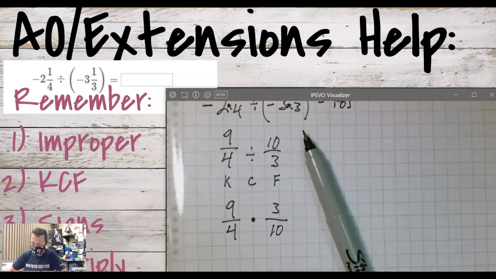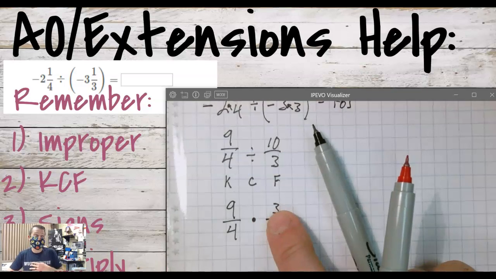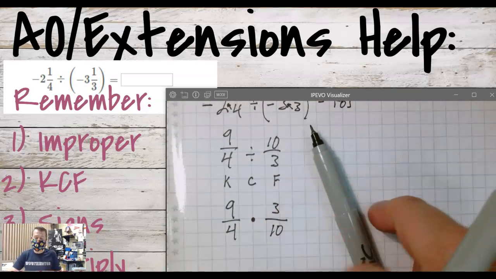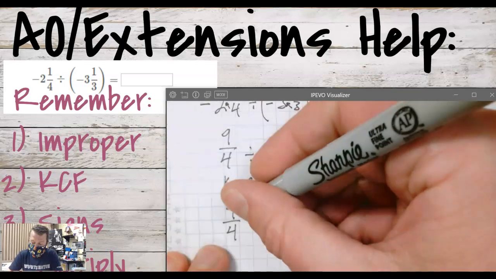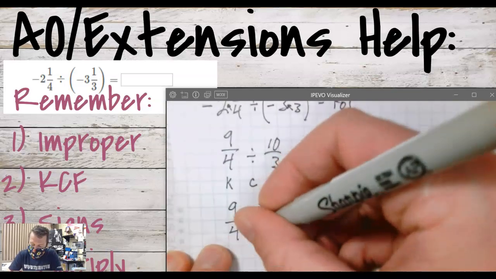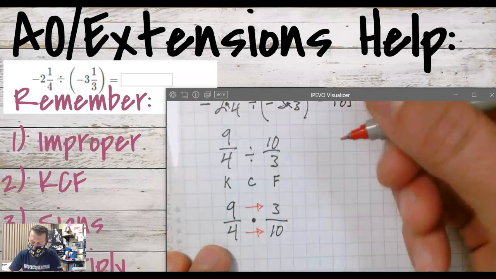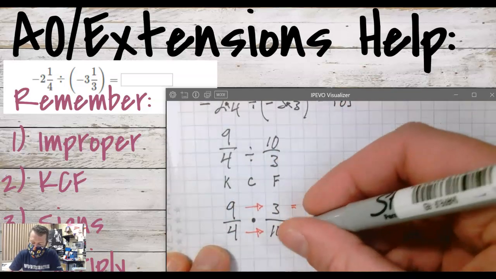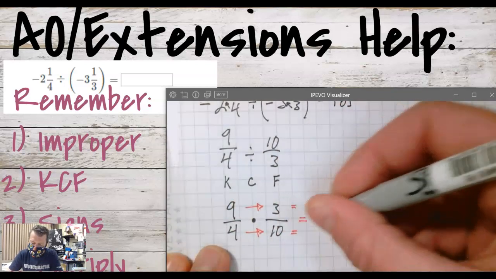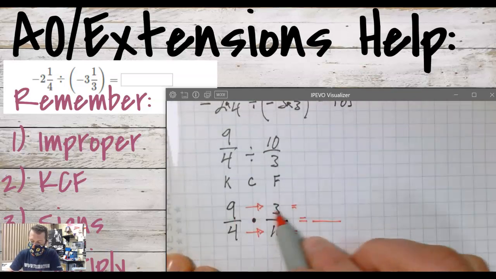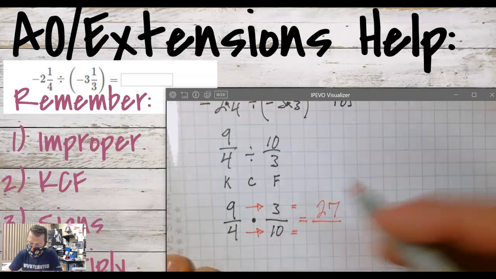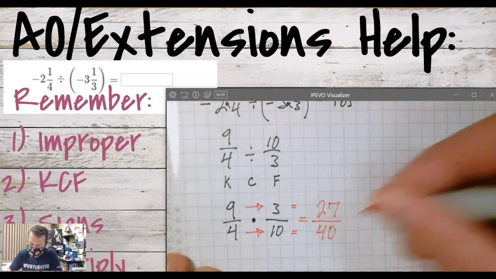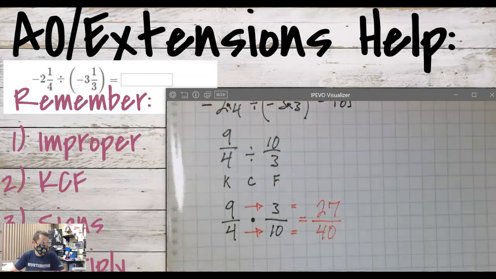So now, this, I think, is the easiest. Now, fractions just are not easy to begin with. But the easiest thing to do with fractions, in my opinion, is multiplication. Because now we just go straight across. And we can literally put an equals there and an equals there. So 9 times 3, 4 times 10. And now we ask ourselves, what can we reduce by?